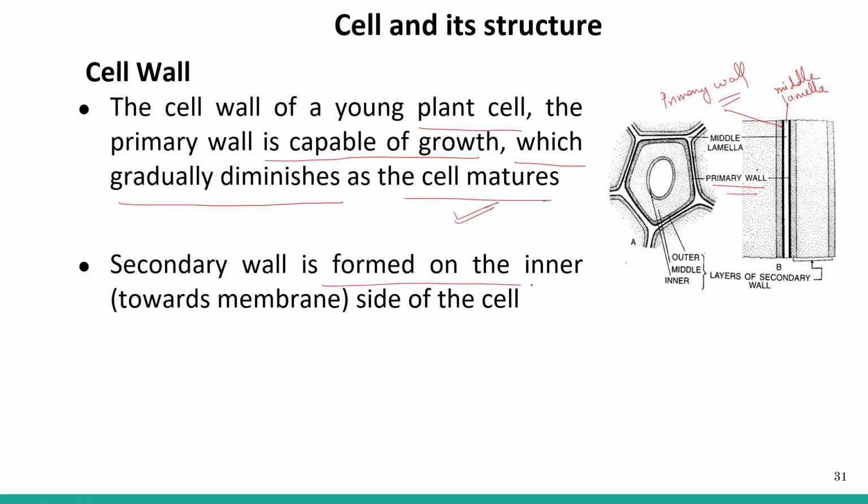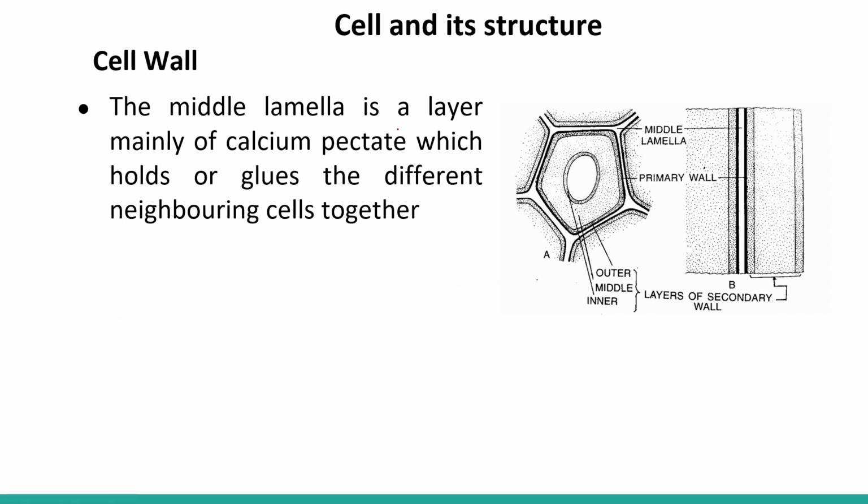Secondary wall is formed on the inner side towards the membrane of the cell. So we have the primary wall, then we have layers of secondary wall toward the inner side, that is towards the membrane. Okay. The middle lamella is a layer mainly composed of calcium pectate, which holds or glues the different neighboring cells together. So this is a mineral, calcium pectate, present in the middle lamella.